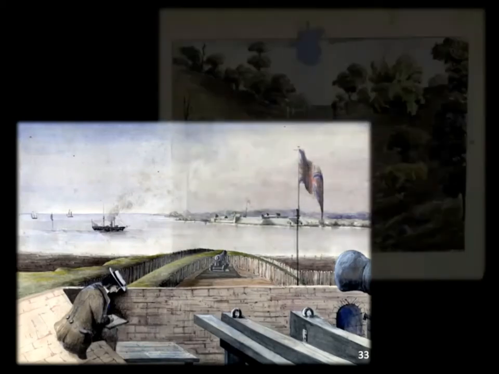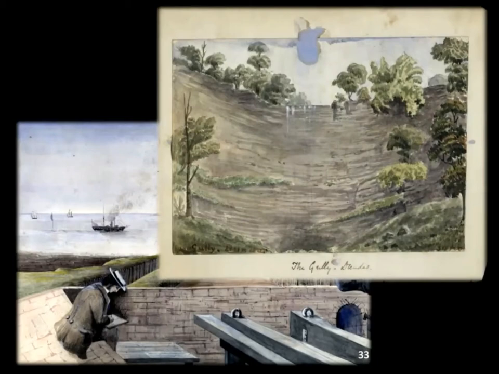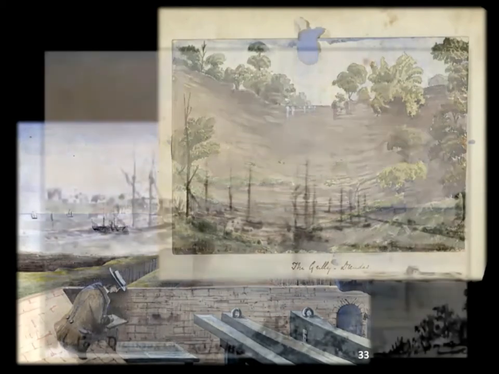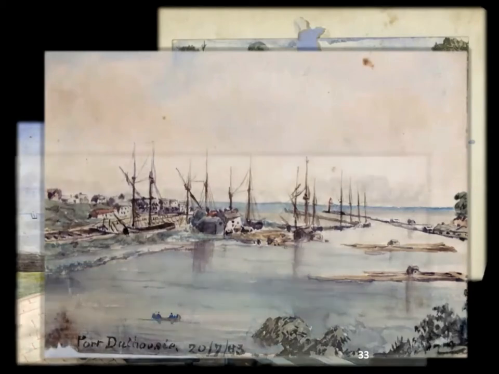Here are 3 of his watercolors from July 1863. This one shows Tews Falls, which is near Hamilton. Here's a watercolor he did of Port Dalhousie, which is at St. Catharines, at the entrance to the Welland Canal. And here's one of the many paintings he did of Niagara Falls.